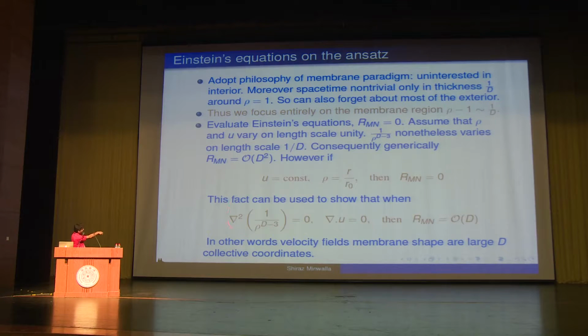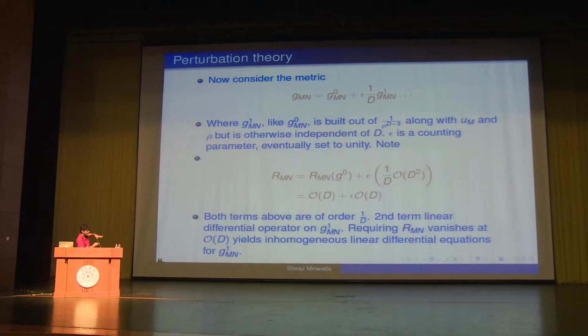So if you make this assumption about these functions, then it turns out that Rmn, instead of being of order d squared, turns out to be of order d. This you can just check by explicit calculation, and you can give intuitive arguments that this had to be the case. This is very interesting because it tells you that with these conditions imposed on our metric, the metric solves Einstein's equations at large d better than a generic configuration would. And so it suggests that these functions u and the shape of the membrane are collective coordinates for an effective construction of solutions of Einstein's equations in a power series expansion in 1 over d. Let's see how this works.